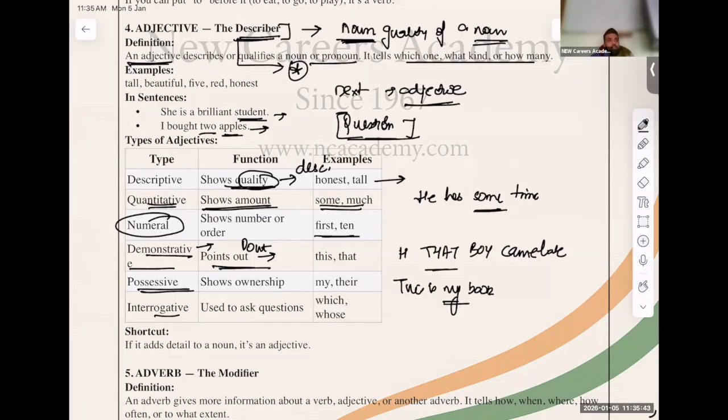Possession. That's what it shows. Is it clear or not? What is my in this case? Possessive. It's your possession. Demonstrative is pointing out. This is my book is not pointing out. I'm putting it here and I say this. Now, that book is mine.